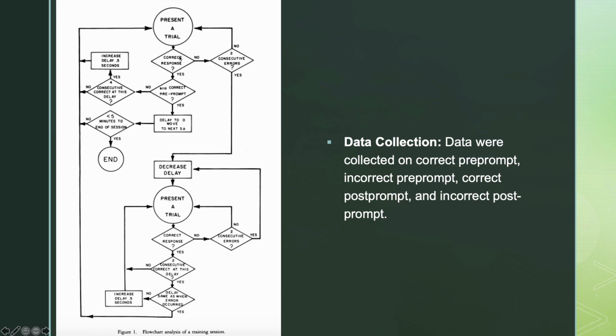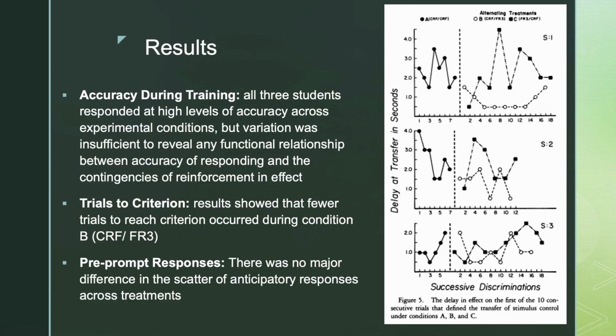Trials presented. Is there a correct response? Yes, then this happens. If there's an incorrect response, no, this happens. So it's a nice way of presenting the format and structure of the sessions. Data were collected on correct pre-prompt and incorrect pre-prompt, correct post-prompt, and incorrect post-prompt. So correct and incorrect responses that occurred either before or after the prompt. And here are the results.